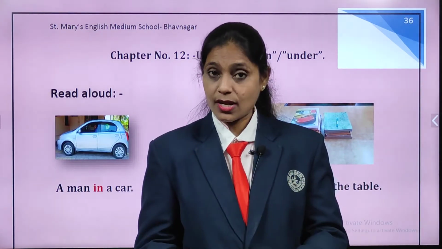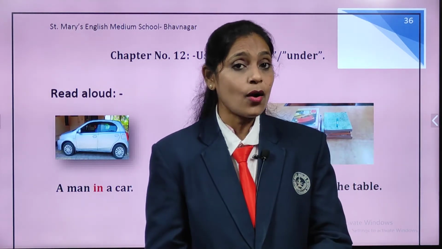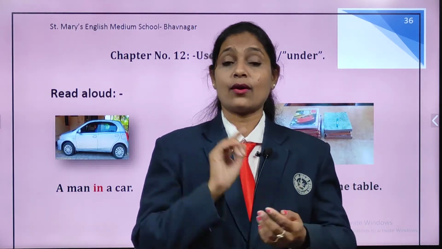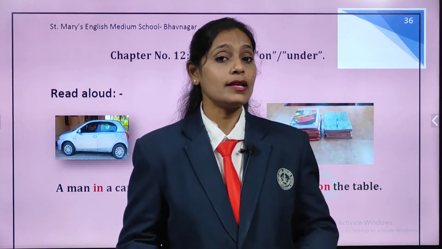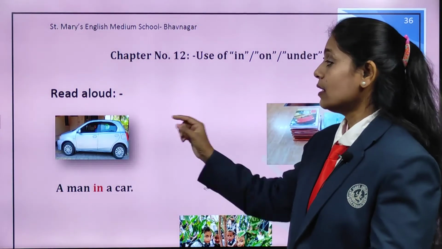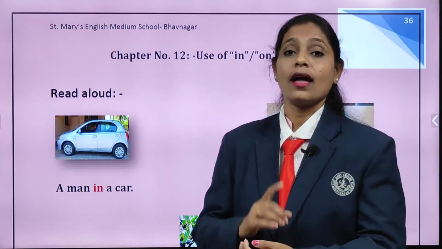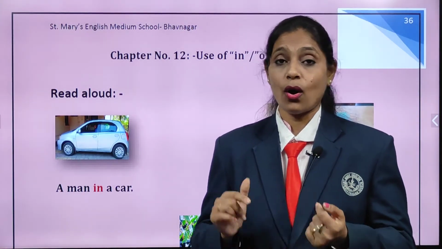Whatever thing is down, any table or any chair is there and it is down the chair or down the table, we are going to say under. So what I am going to say? The ball is under the table. Now same way, here you are going to see the picture and according to that we must know whether we have to use in, on or under.